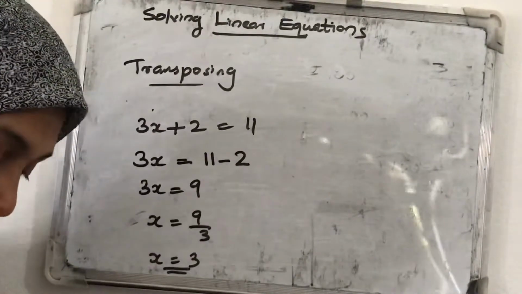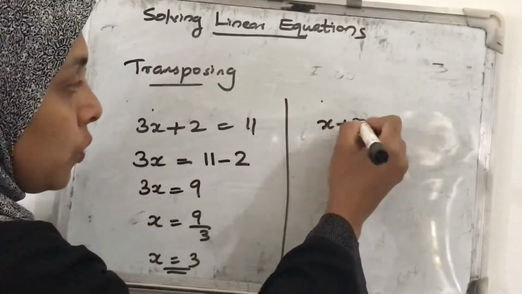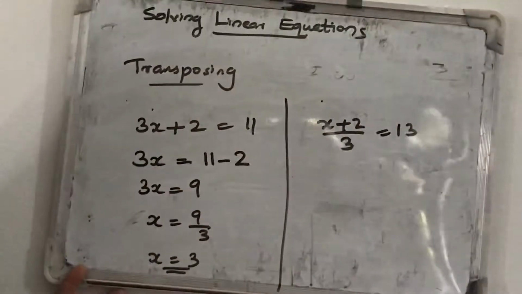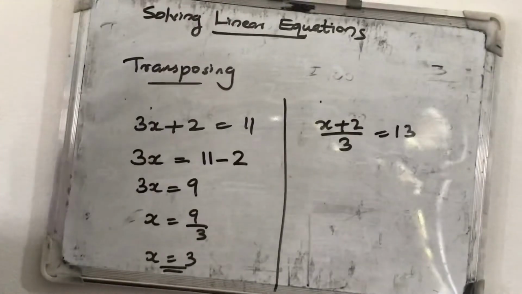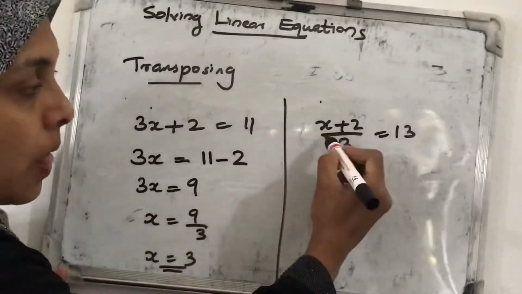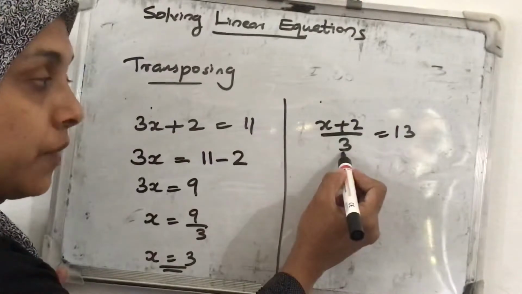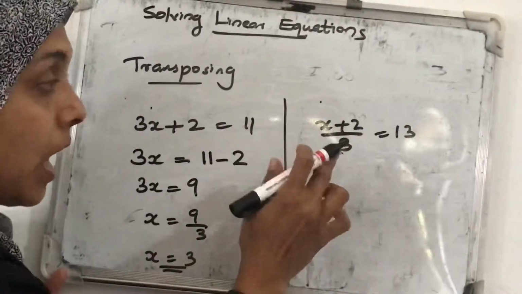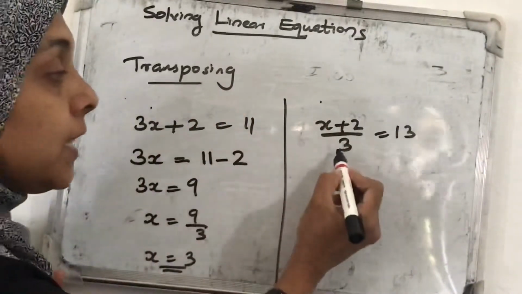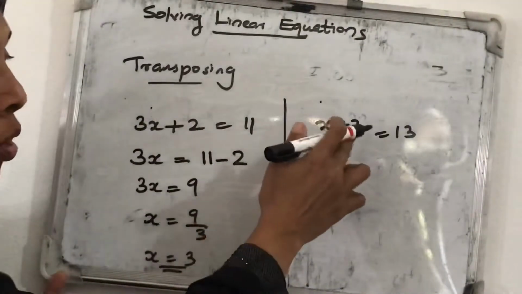Another example also: x plus 2 divided by 3 equal 13. Okay, so here first we want to transpose. This is x plus 2 and divided by 3. This is a common division for x plus 2. So first we want to shift this 3 to the other side. After that only we can shift this 2. Why? Because this 3 is commonly divided for this x plus 2.